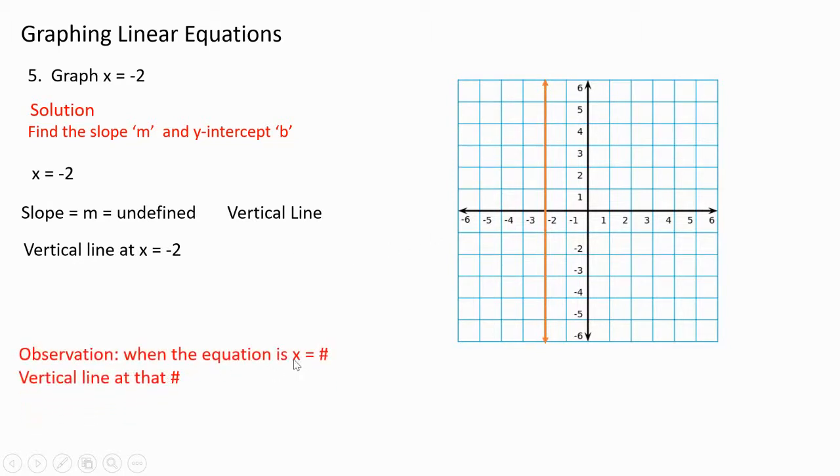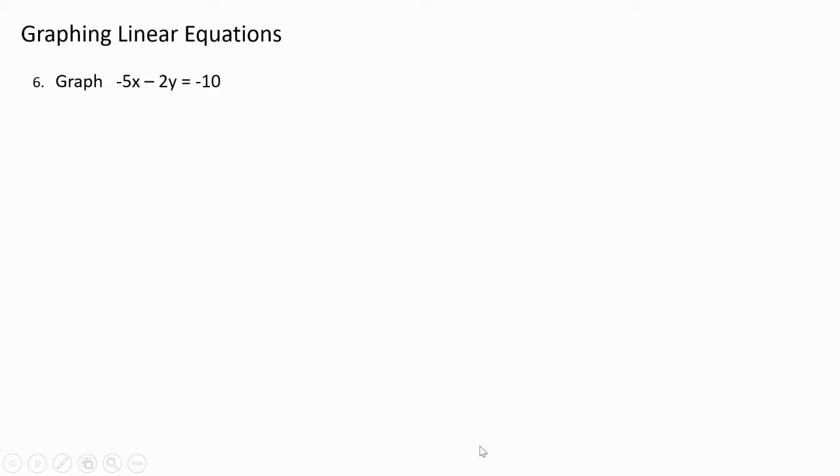Observation. When the equation is x equals a number, vertical line at that number, which was -2. Okay, now graphing linear equations. This one here is not in the y equals mx plus b form. So for the solution, we have to put it in y equals mx plus b.